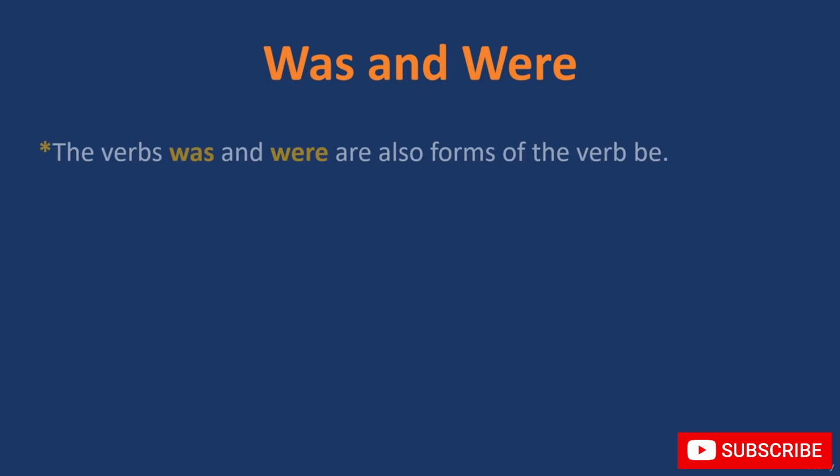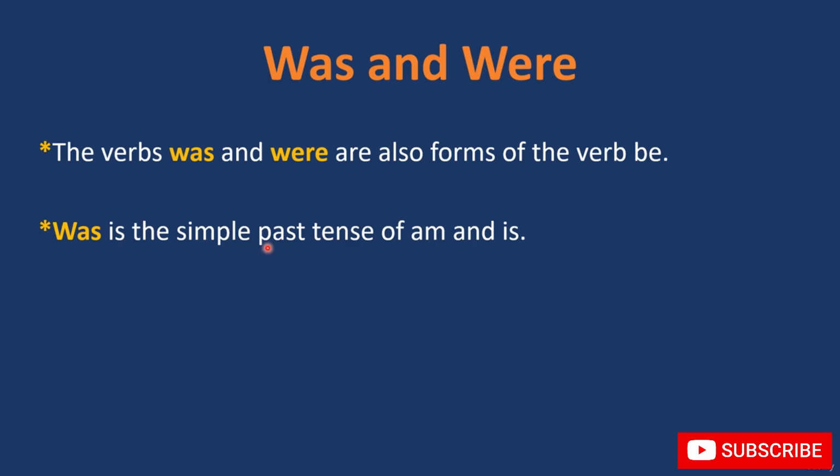Was and were. The verbs was and were are also forms of the verb be. I just need to remind you that we have something called verb to be. Verb to be in the present is am, is, are, in the past was and were. So again, the verbs was and were are also forms of the verb be.